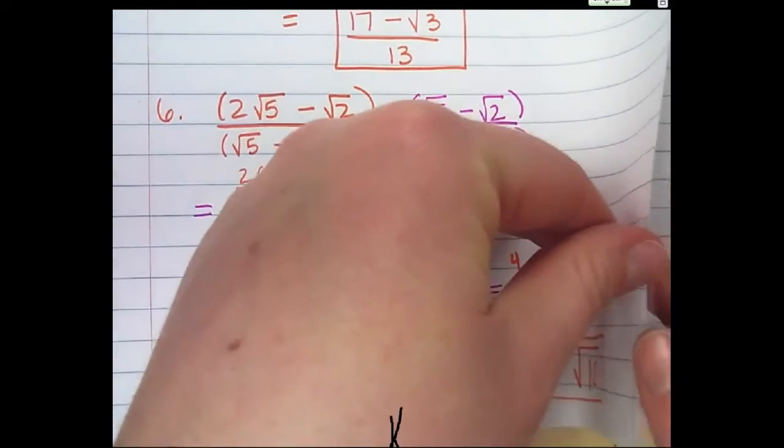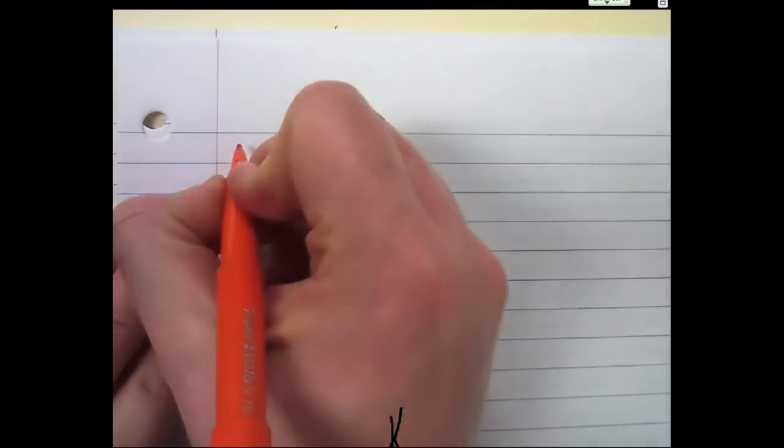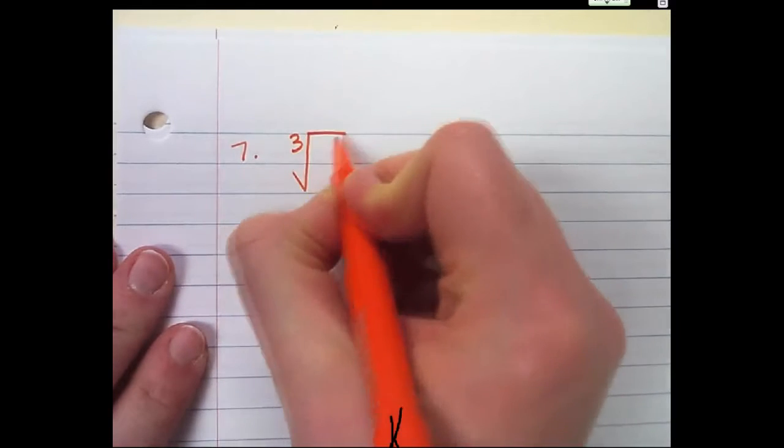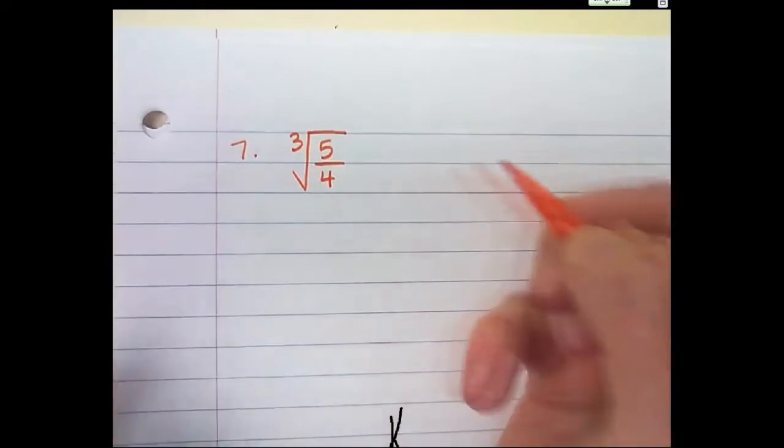Okay, so the last part is kind of like the first 2 we did, only instead of a square root, we have some that are going to be cube roots or 4th roots. What number are we on? 7. Number 7, cube root of 5 over 4. Bless you.